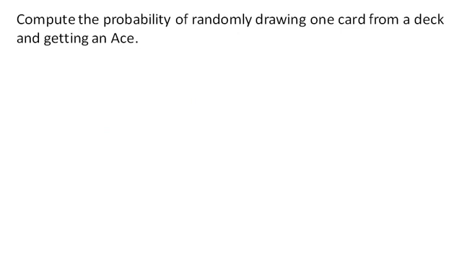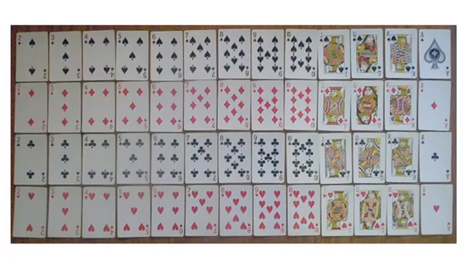Let's find the probability of randomly drawing one card from a standard deck of cards and getting an ace. Now, if you're not familiar with a deck of cards, here's what they look like. There are 4 suits. This top one is called a spade, and then diamonds, clubs, and hearts. There are the numbers 2 through 10, an ace, which sort of corresponds with a 1, and then these 3 are called face cards, the jack, the queen, and the king.